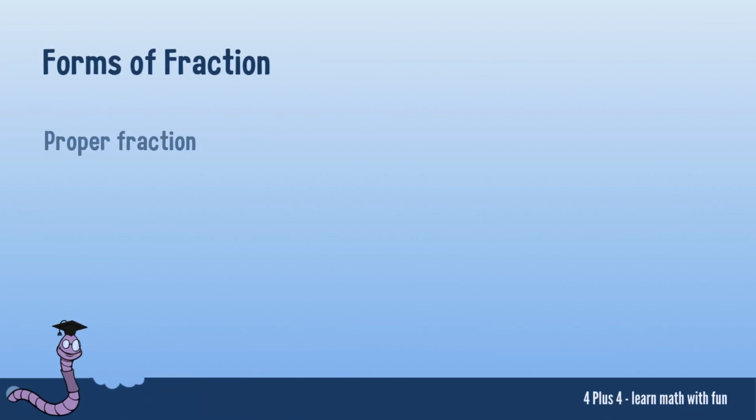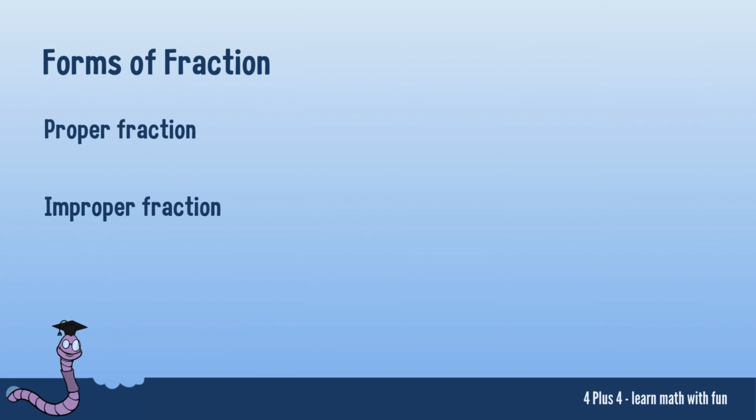Fractions come in different flavors. We've got proper fractions, improper fractions, and mixed numbers. A proper fraction has a numerator smaller than the denominator. An example is 3 over 8. An improper fraction has a numerator equal to or larger than the denominator. 11 over 8 is an example for an improper fraction.